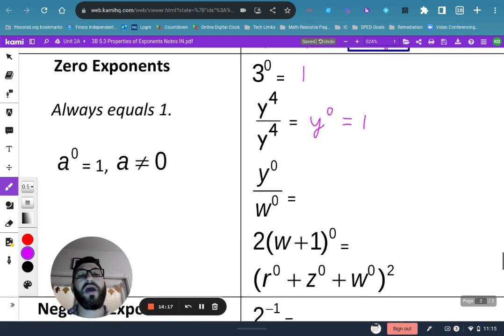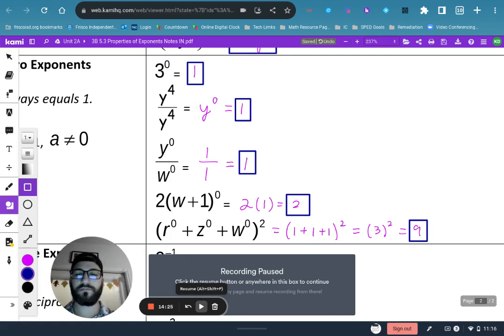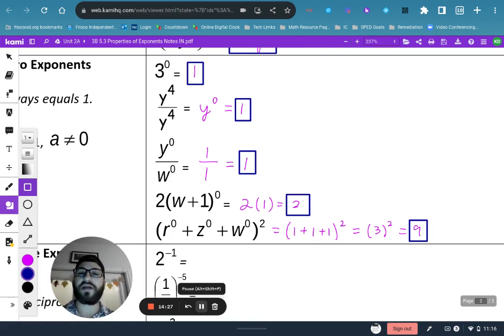So I want you to go ahead and practice with those last 3. There are some tricks to those last 2, so see if you can figure them out, but go ahead and pause the video now. All right, so w to the 0 and y to the 0, both to the 0 power, so 1 and 1. 1 divided by 1 is equal to 1. Our next one, we have 2 times (w plus 1) to the 0 power. So that w plus 1 is the only piece that is being taken to the 0 power. So that w plus 1 becomes 1, but then I still have that 2 multiplying on the outside. So my final answer would be 2.